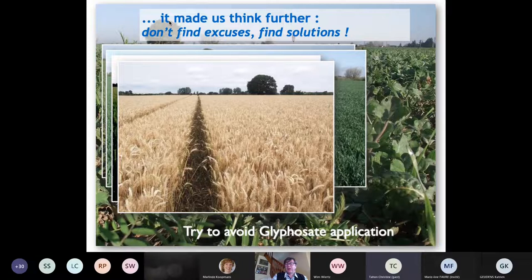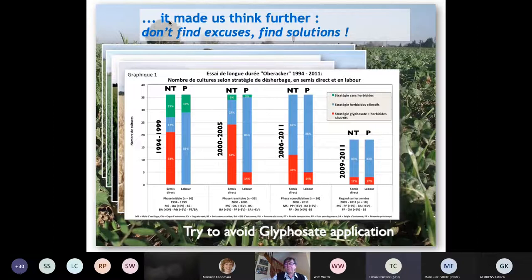And we also follow what the people from Switzerland have done in the usage of glyphosate. Little by little, starting in 1994, they went down from basically a glyphosate application every year to a glyphosate application every 2, 3, or 5 years. But it is quite hard, but we are moving in that direction anyway.